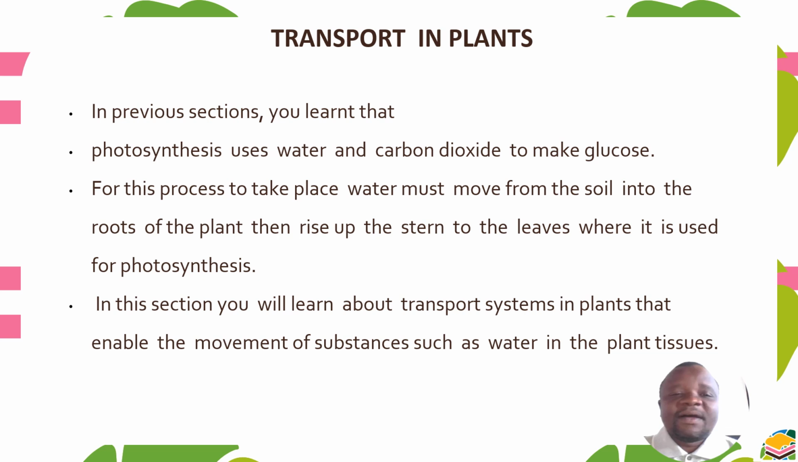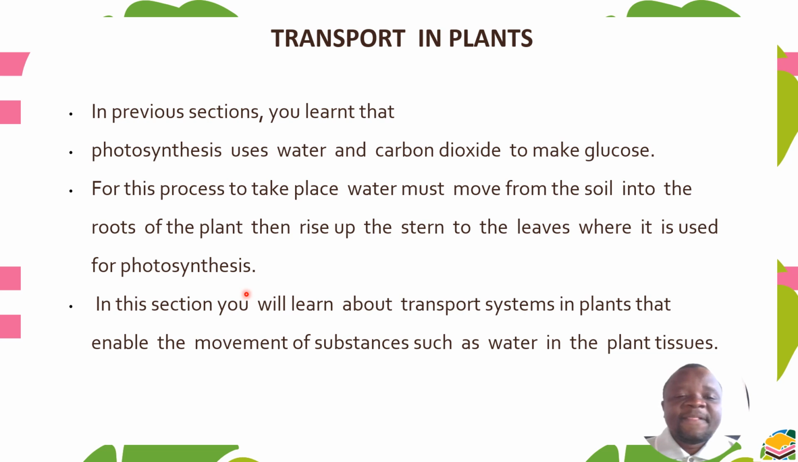Transport in plants. In the previous sections, you read that photosynthesis uses water and carbon dioxide to make what? Glucose as the product. So for this process to take place, water must be transported from the soil into the roots of the plant, then rise up the stem to the leaves where it is used for photosynthesis.